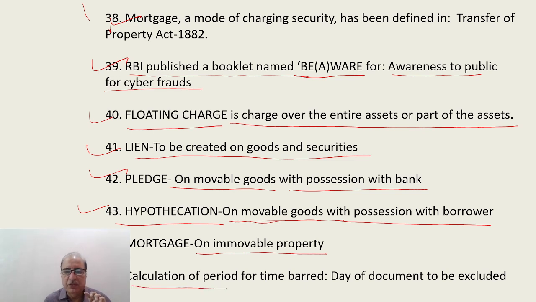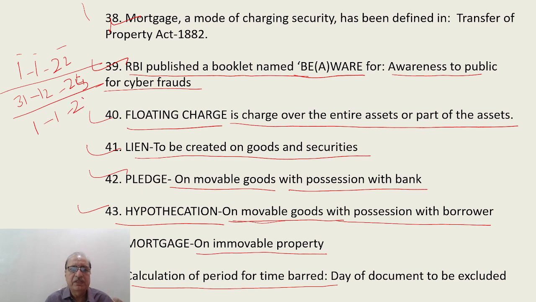So question number 45, calculation of period of time bar. In a time-barred document, we look at the date of expiry. When we calculate the date of expiry, the day of the document is to be excluded. Supposing a document is signed, executed on 1st January 22. It will not expire on 31st December 25; rather, it will expire on 1/1/26, if it is for 3 years. So in the calculation of the time period, the day of the document is excluded for expiry.